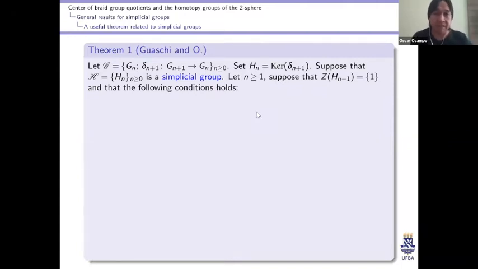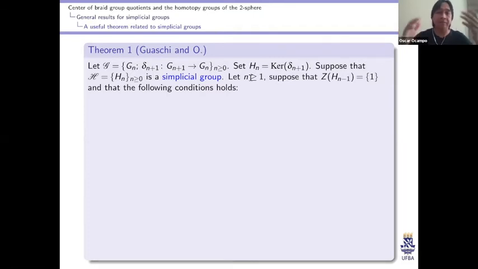For technical reasons, in order for this part to work well, we will suppose that the center of this H_{n-1} is trivial. This result is stated for fixed n.